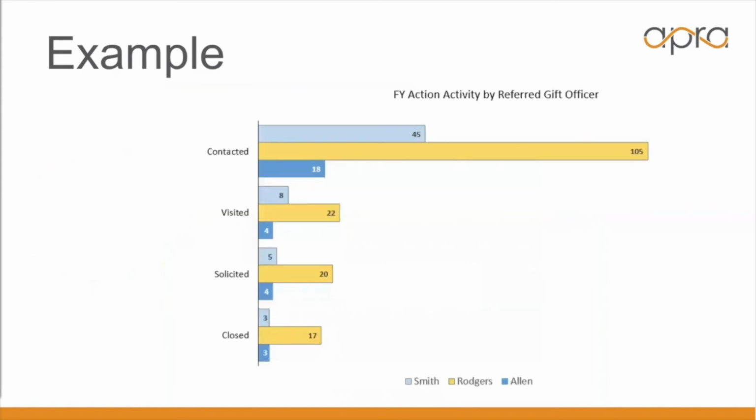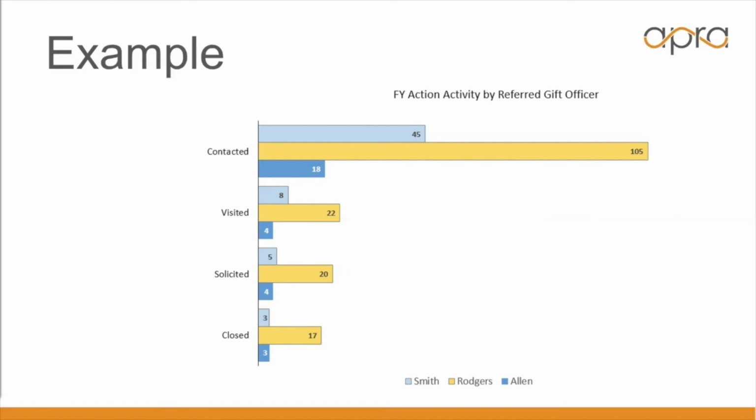Here, I've simplified my chart to better tell my story. I've chosen to order my categories in chronological order. How many referrals were contacted, visited, solicited, and then associated gifts closed. I've chosen a simple but clear font. I've removed the grid lines and the axis numbers, instead choosing to add data labels to my bars to reduce the amount of work the viewer has to do to interpret this chart.